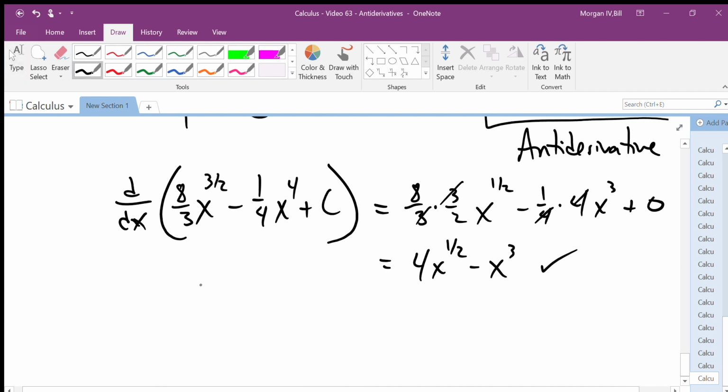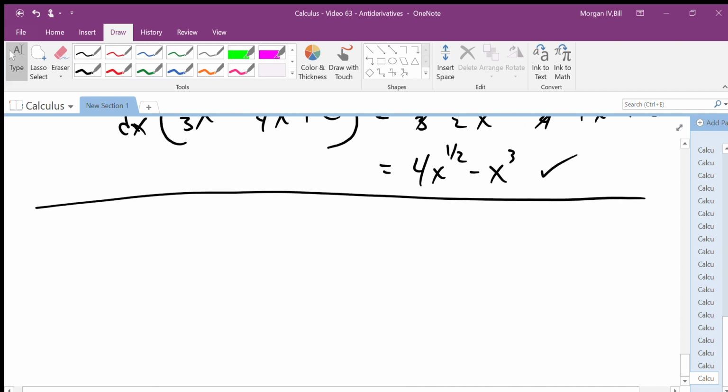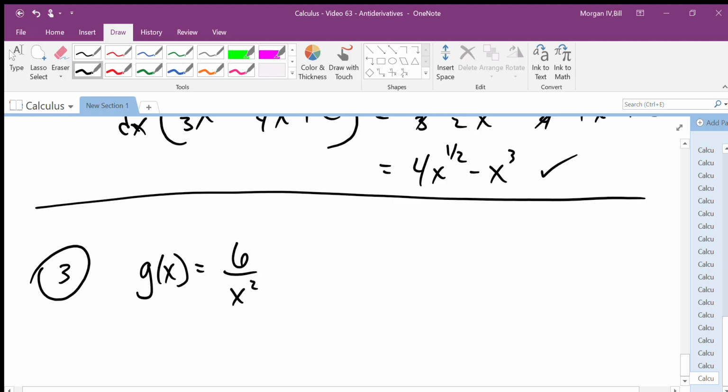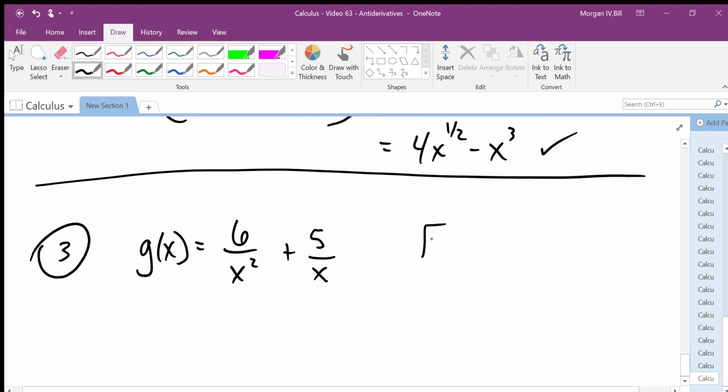Okay, one more. How about g of x equals 6 over x squared plus 5 over x? And find the antiderivative.